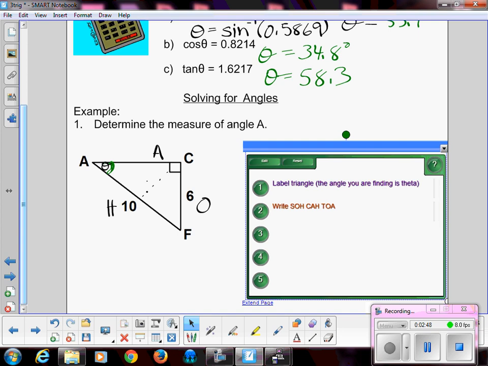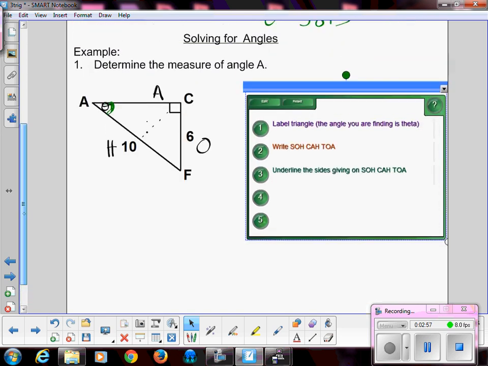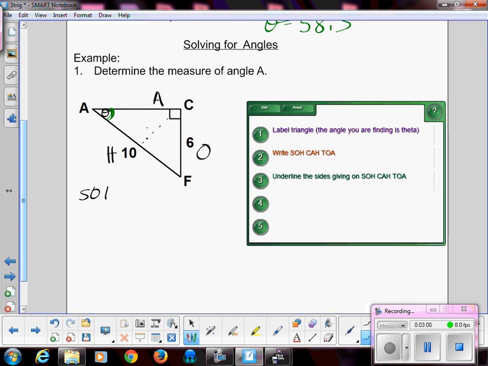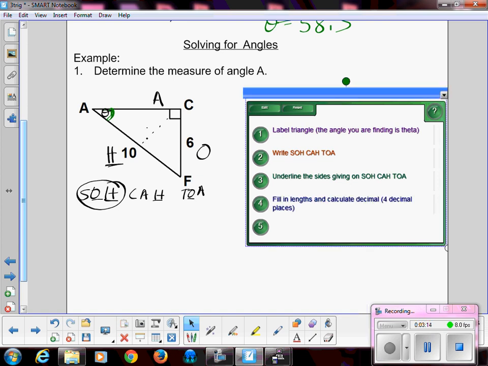So again, I write down my SOHCAHTOA, and I'm going to underline the sides that I'm given. This time I will be given two sides. When I do that here, some of you already know which one it is, and that's great, then you don't have to do this step. So I have the hypotenuse, and I have the opposite. So you can see right away that it is going to be sine that we're using. Then we fill in the lengths and calculate a decimal to 4 places. So it's a little bit different than the side lengths. It's got a few more steps in it.